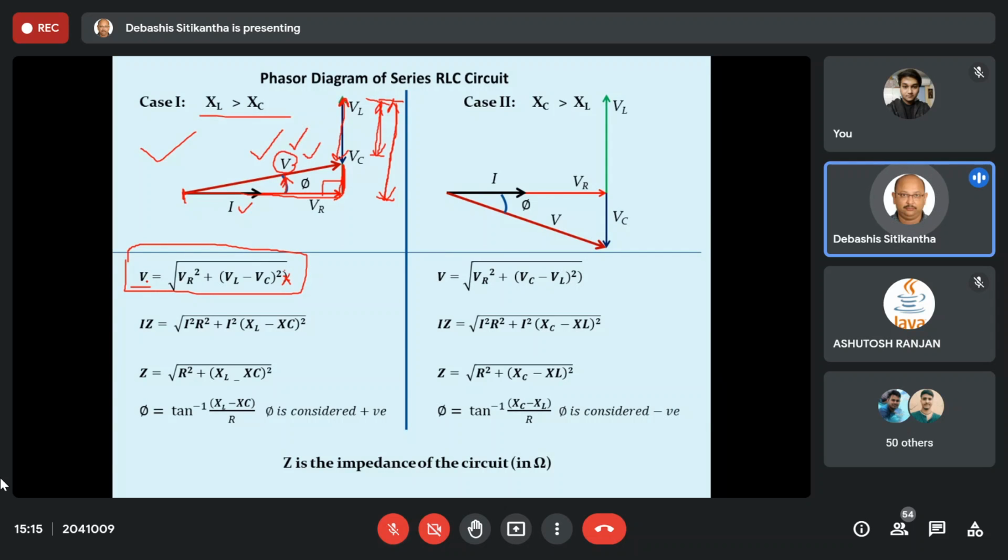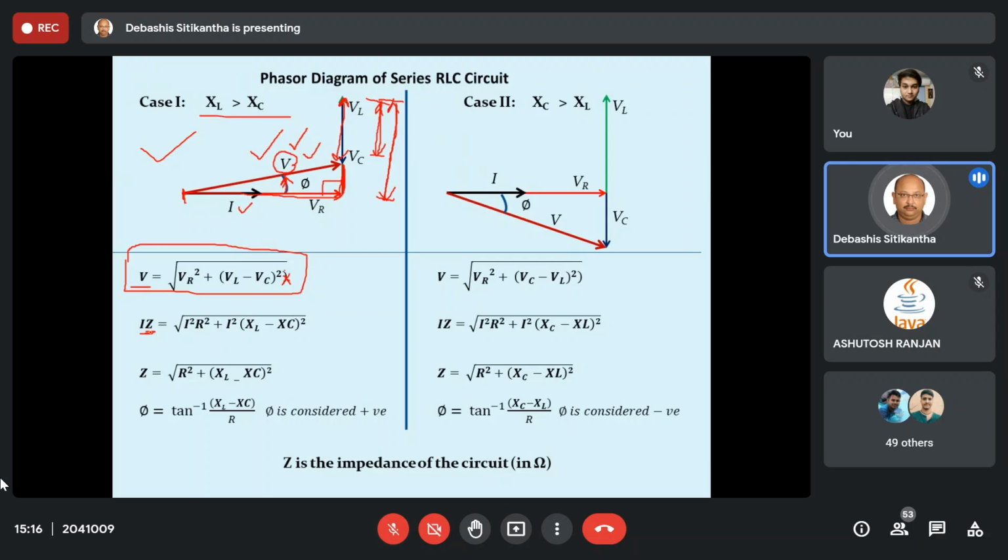Now let us define this V. V is nothing but the voltage drop across the total RLC series circuit. I will introduce one term, that is Z. And what is this Z? This Z is known as the impedance of the series RLC circuit. It is nothing but a combination of all the oppositions.